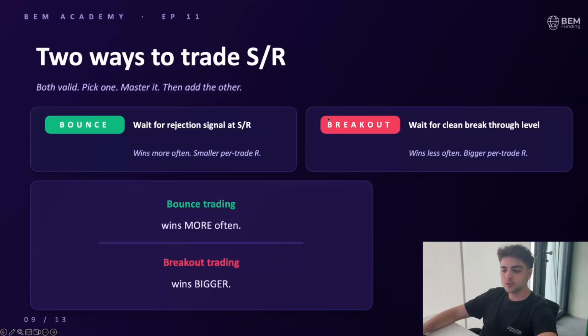There are two valid approaches to trade support and resistance. First, bounce trading. Wait for price to reach support or resistance and look for a rejection signal, a wick, an engulfing candle. Then enter in the direction of the bounce. Second, breakout trading. Wait for price to clearly break through the level, then enter in the breakout direction. Bounce trading wins more often. Breakout trading wins bigger. Pick one, master it, then add the other.